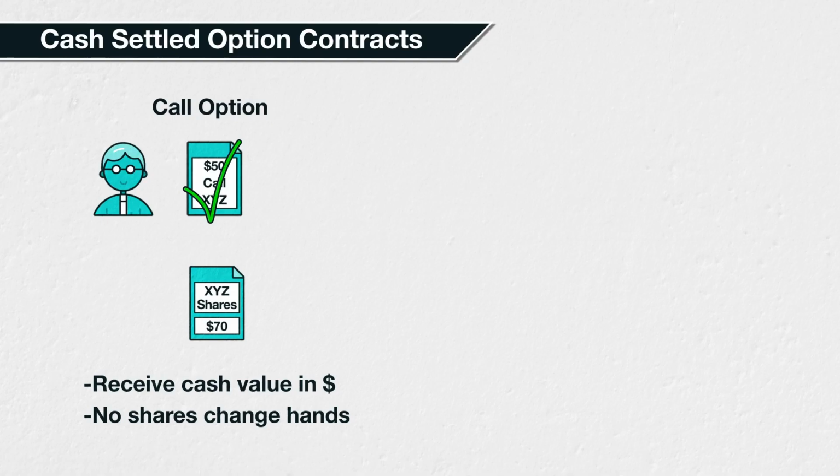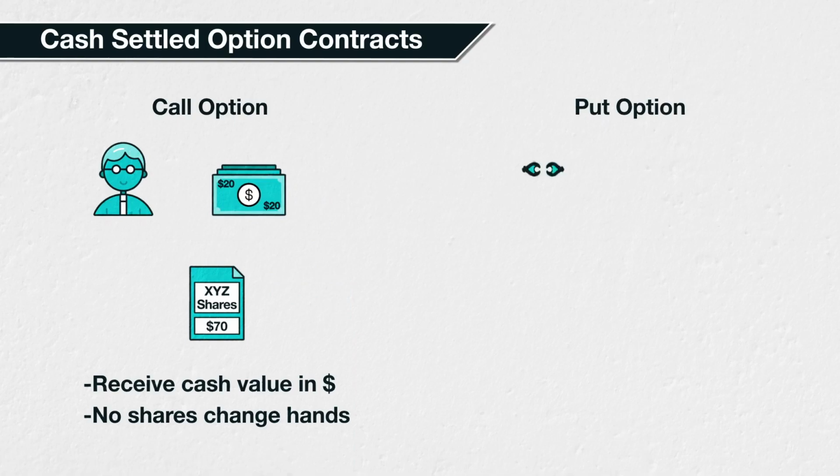As this contract is cash settled, it is just the difference between the current price, $70, and the strike price, $50, that is paid in cash to the buyer. In this case, this would be $20 per share, which is calculated as $70 minus $50. So $20 per share is paid into the buyer's account. This works similarly for cash-settled put options as well.